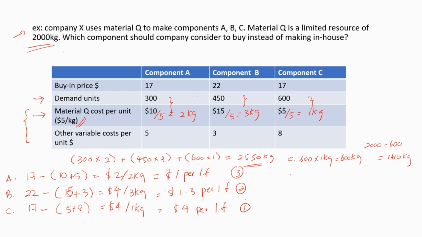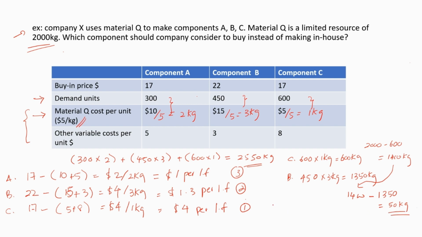Then we give the priority to component B. The demand for component B is 450 multiplied by 3 kilograms, which is equal to 1350 kilograms. So now the company is left with 1400 kilograms of material Q. Now they are going to use 1350 kilograms to meet the demand for component B. This leaves 50 kilograms, which is not going to be enough for component A.